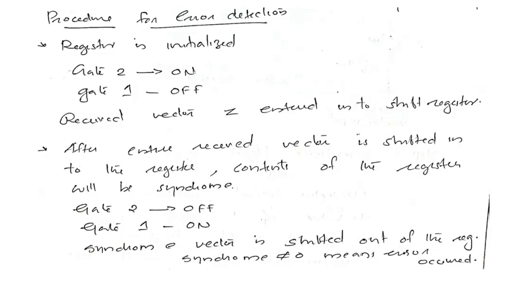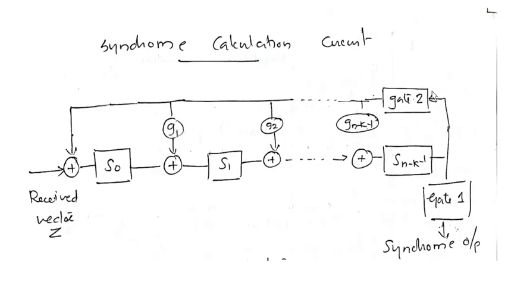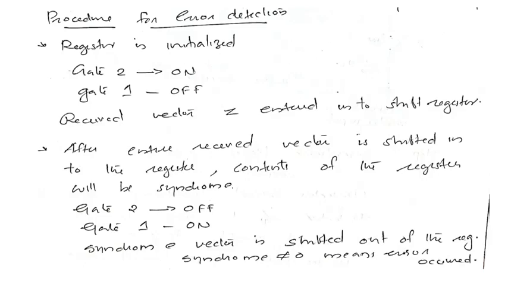So it's a division circuit. That means this circuit does z of x divided by g of x. Then we turn gate 2 off, so gate 2 becomes off and gate 1 becomes on. Then the syndrome vector S is shifted out of the register. Syndrome not equal to 0 means an error happened. So that's how error detection is possible in a cyclic code. For error detection we are using syndrome calculation.